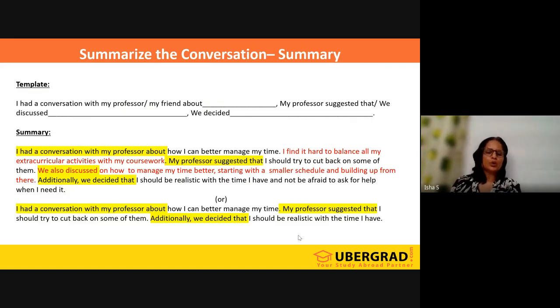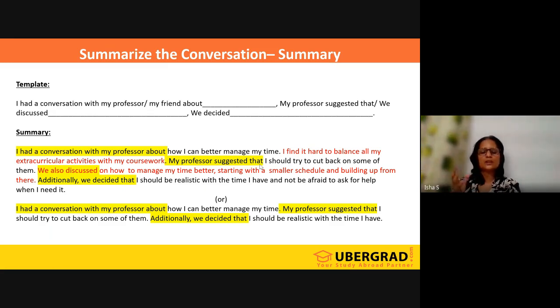See now, whatever templates we have given you before, as examples. So, I had a conversation with my professor or my friend about something. You can just summarize this conversation by using the same templates. Here you don't have to write too many things. As I said, we have to summarize it.